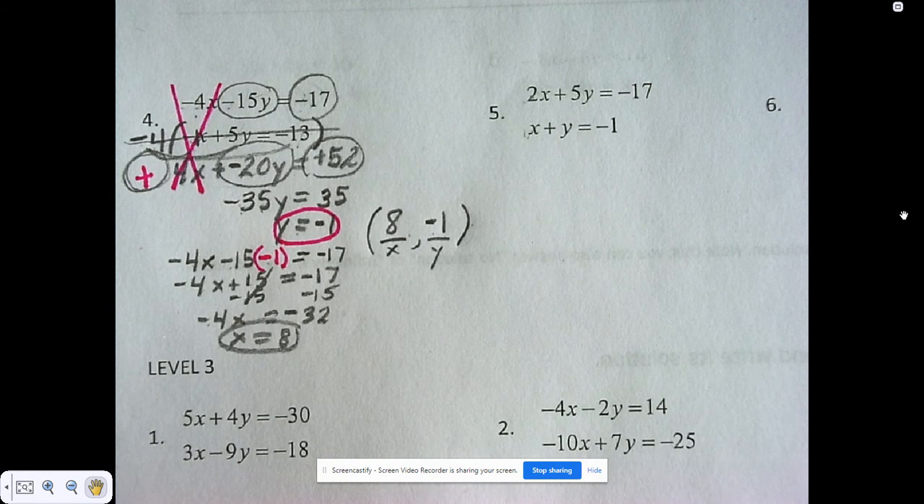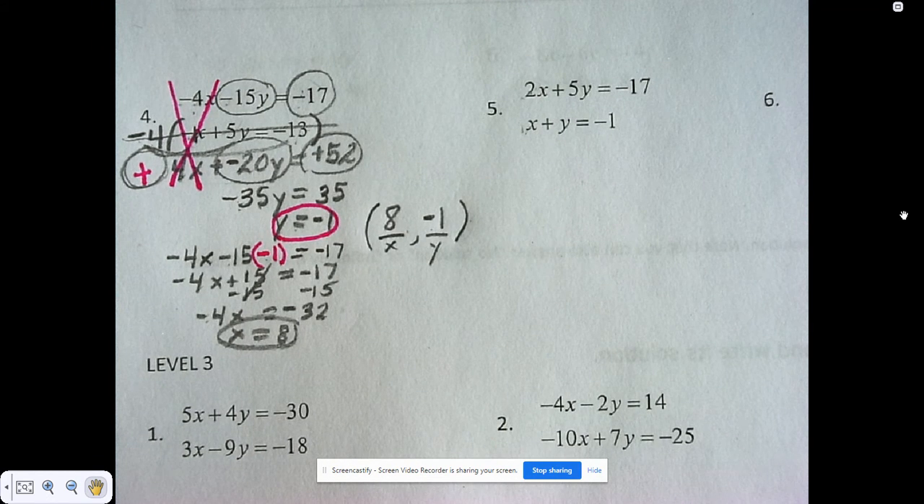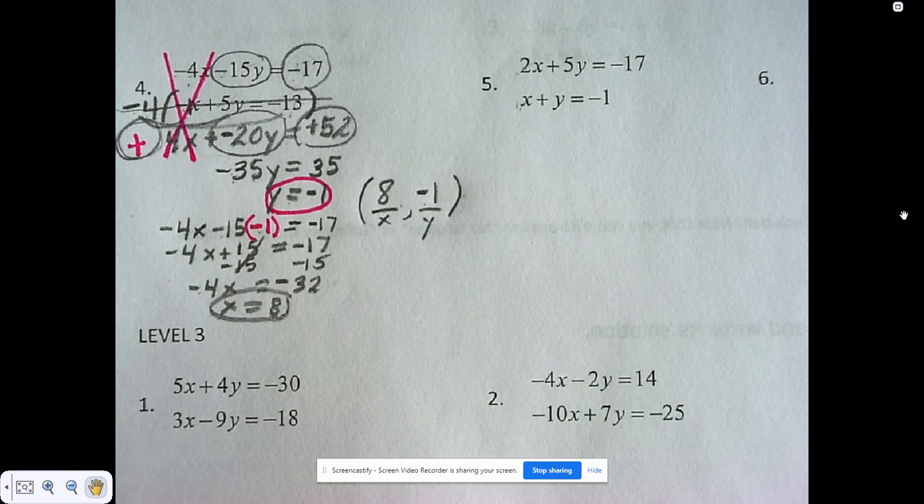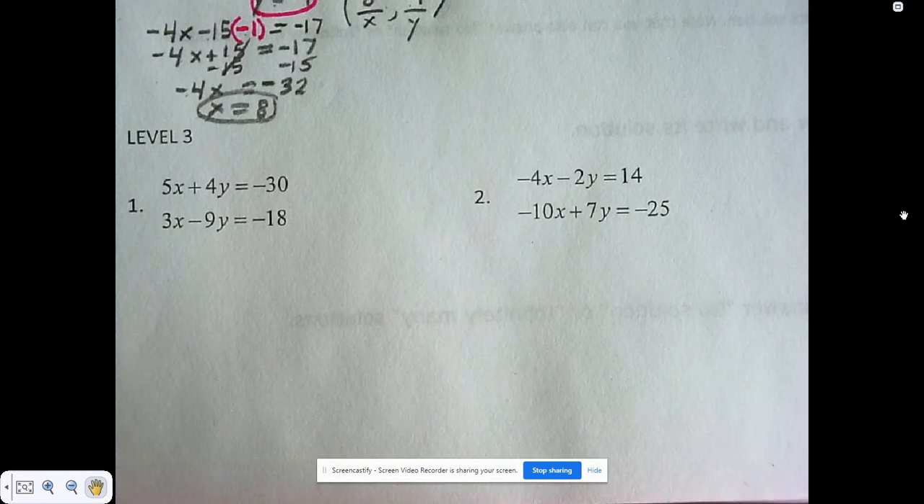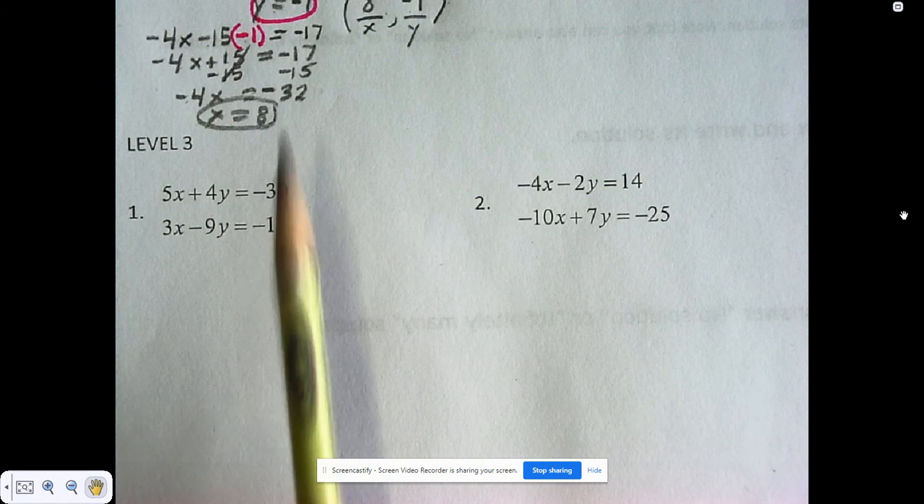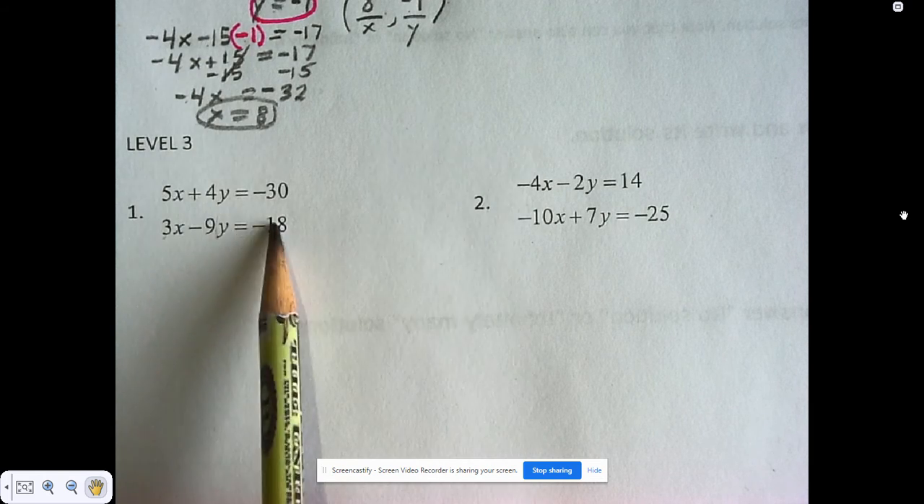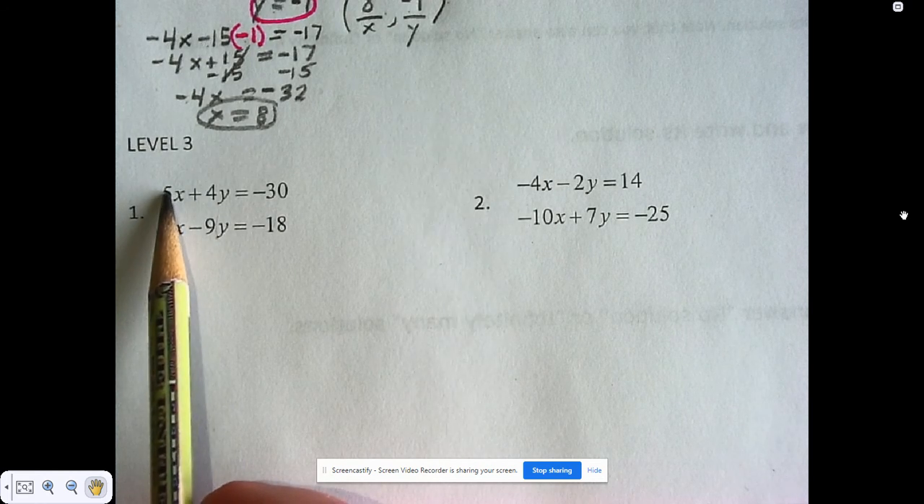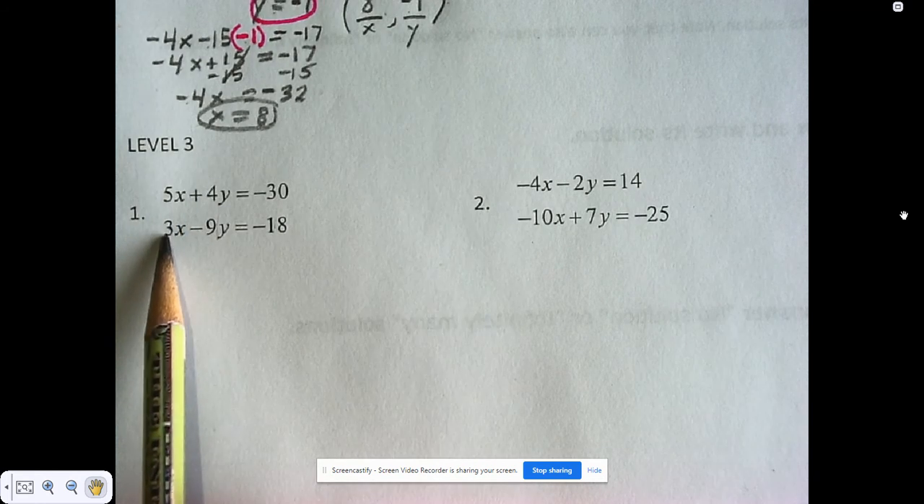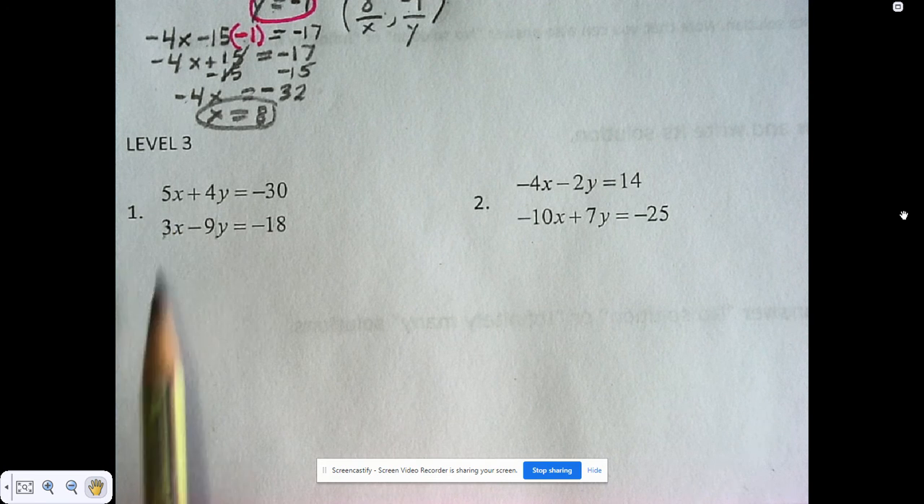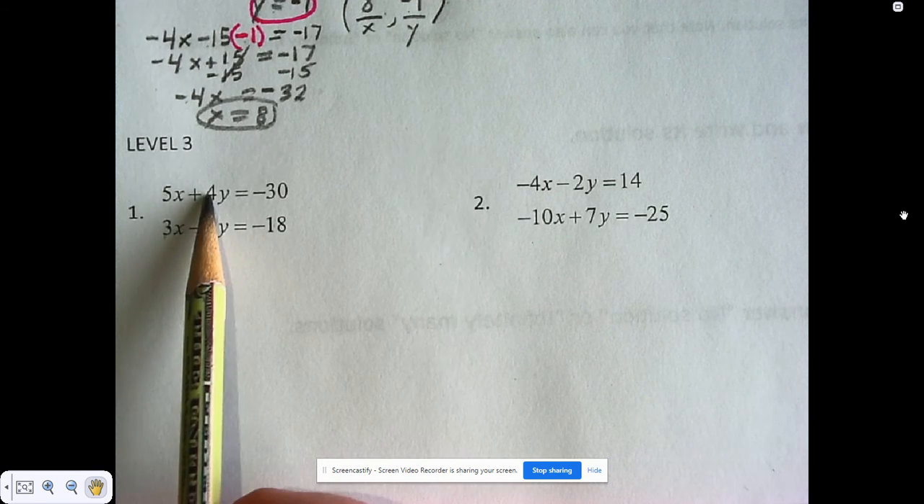So I'm going to continue on with level 3. The video shows you that I posted a level 3. I'm also going to continue doing a level 3 for you. If we continue on down here, we're still going to use the elimination method. You can see that they are lined up, which is good. I cannot get a 3 to be a 5. I cannot get a 5 to be a 3. I cannot get a 9 to be a 4, or a 4 to be a 9.